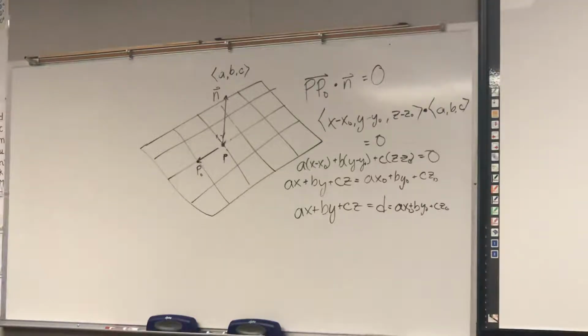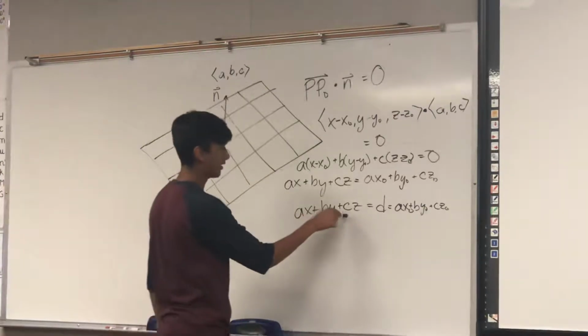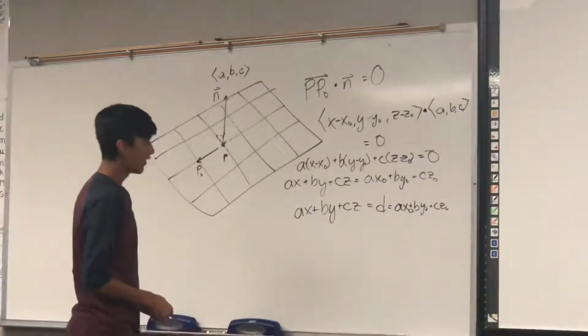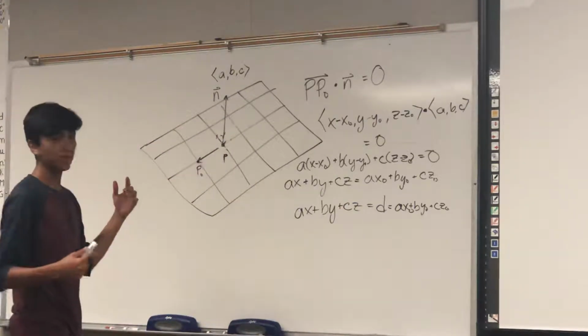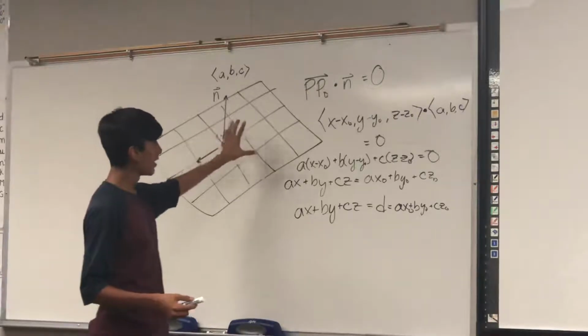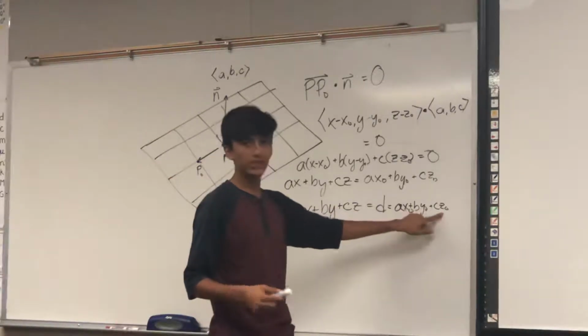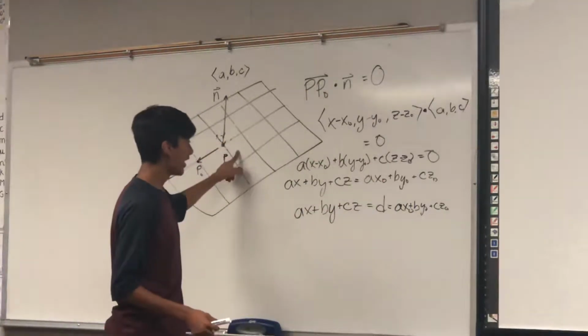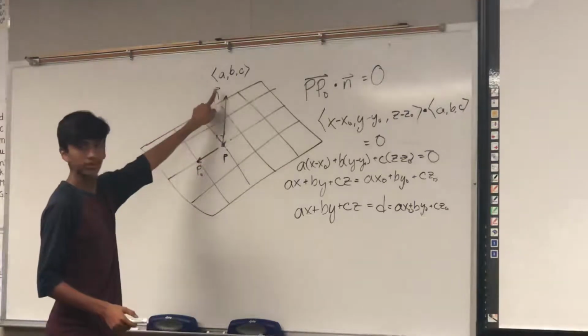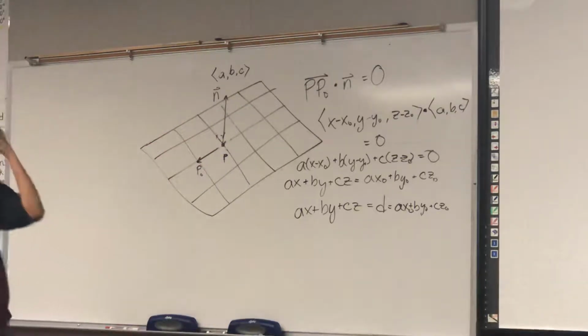And if we assume that x and y and z are all variables, then all we need to find the equation of a plane is one set of coordinates of a point on that plane and the normal vector. And that's it. So let's do an example.